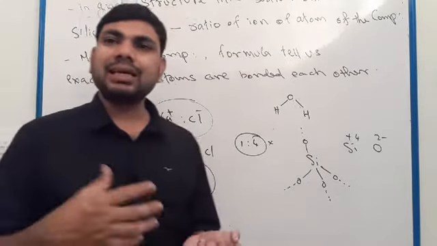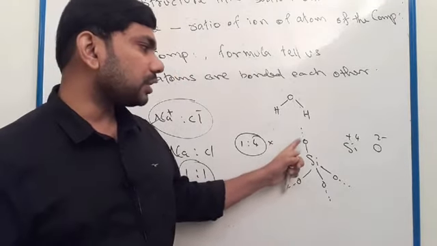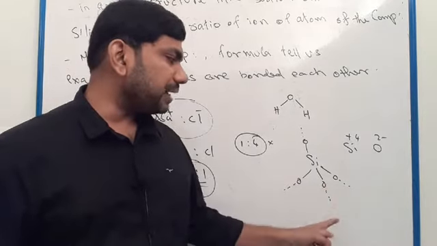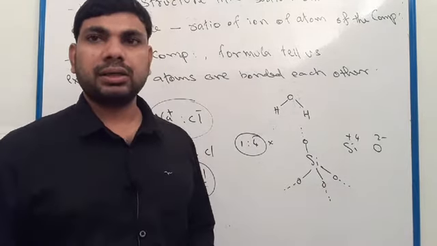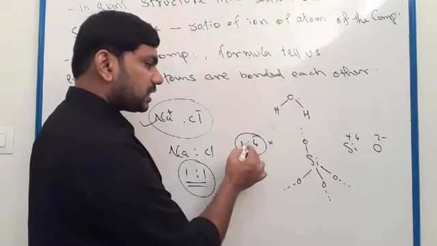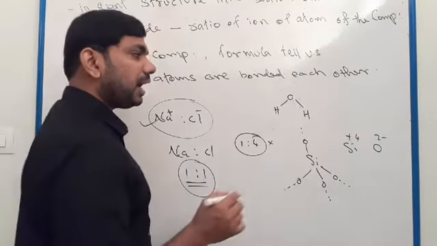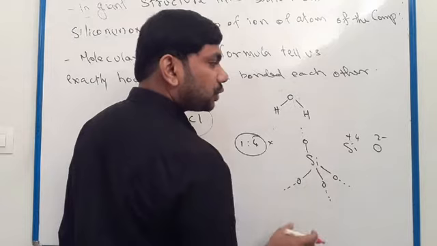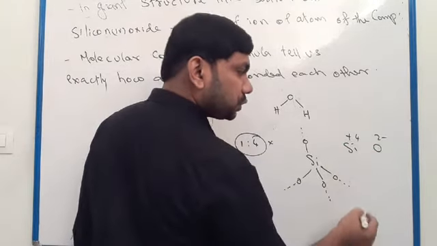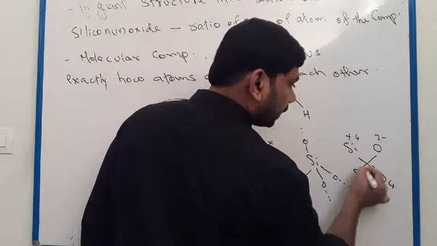Similarly here silicon oxide. We know in silicon oxide, one silicon is bonded to 4 different oxygen atoms. This oxygen again makes a bond with another silicon. So here the ratio of silicon and oxygen is not 1:4. The ratio of these ions is like this: silicon's valency is 4, oxygen's valency is 2. So here it will be 4 and here it is 2.